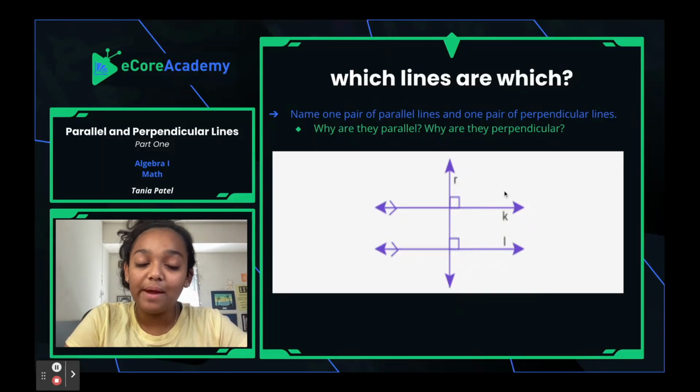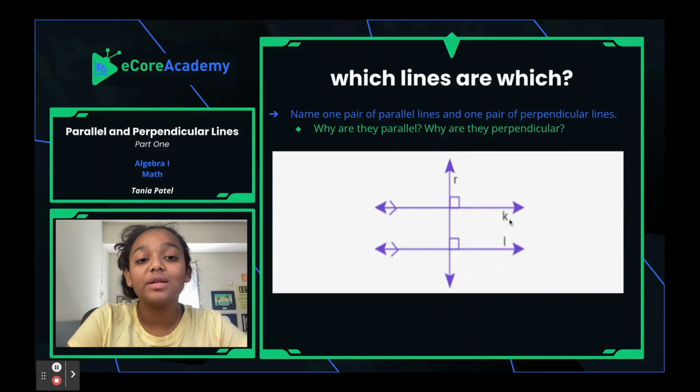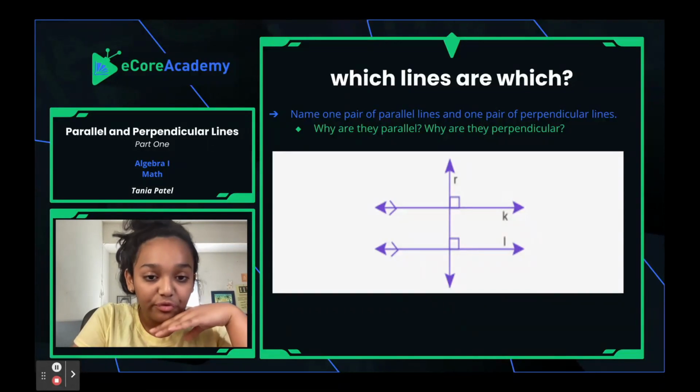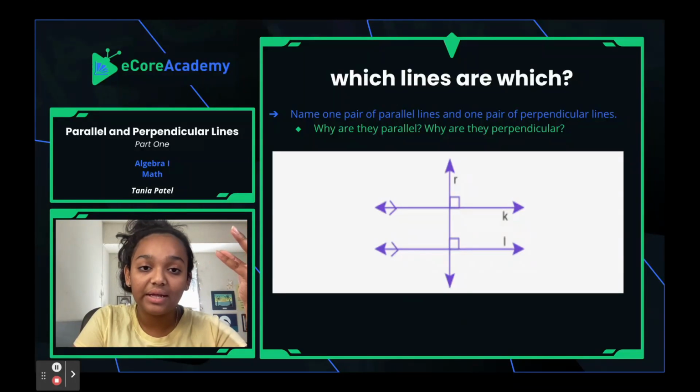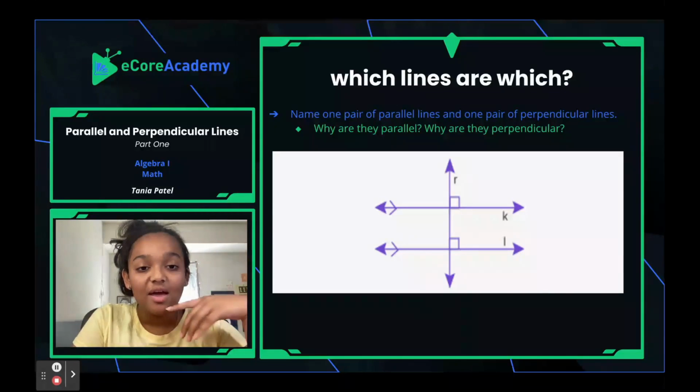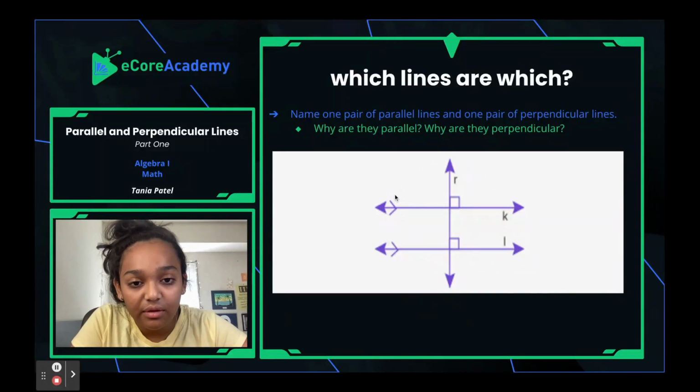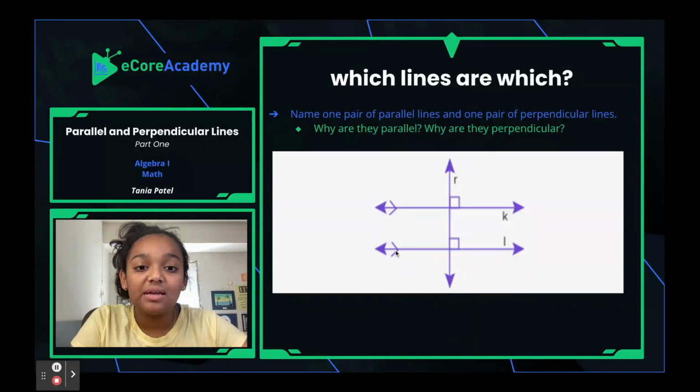But starting with the parallel pair, we already know that K and L are parallel. Here we don't have any numbers such as slopes to look at, and therefore you really have to look at the drawing itself, analyze it, and look at the notation. Something that you guys might want to take note of is that this symbol over here, where it looks like a greater than sign, just says this line is parallel to this line. It's as simple as that.